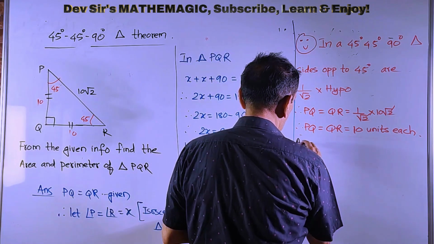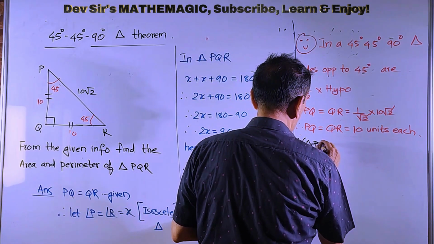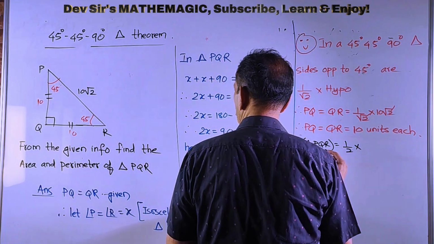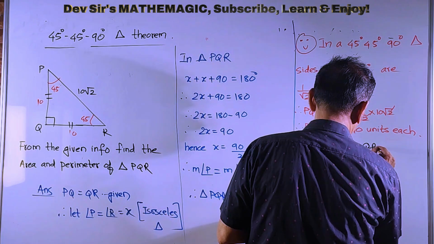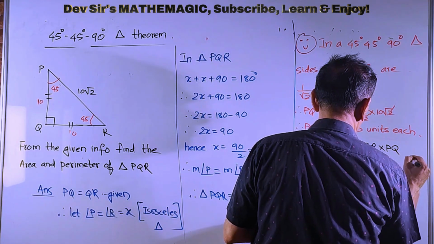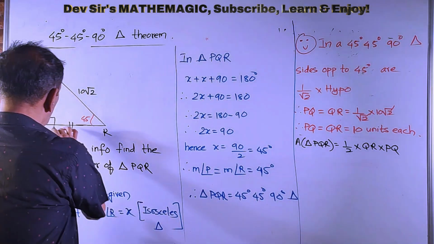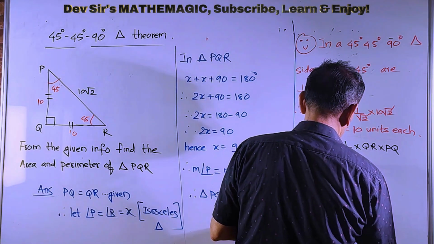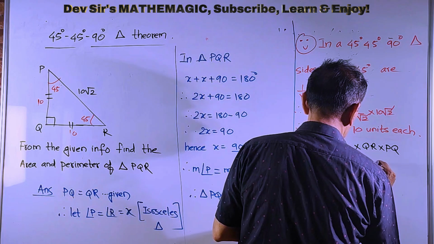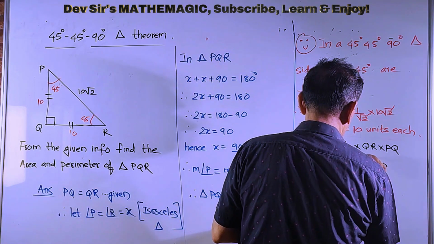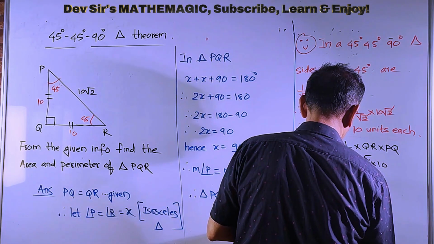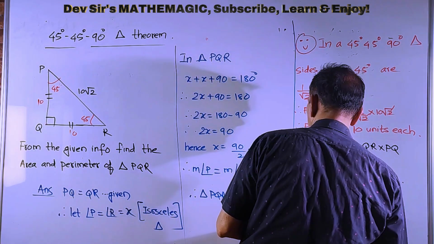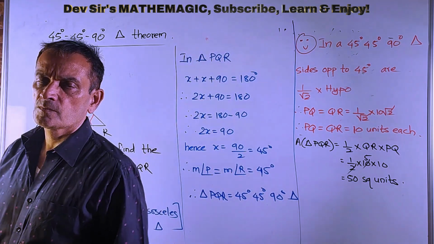Area of triangle PQR. Half into QR into PQ. This is the base, this is the height. 50 square units. 50.